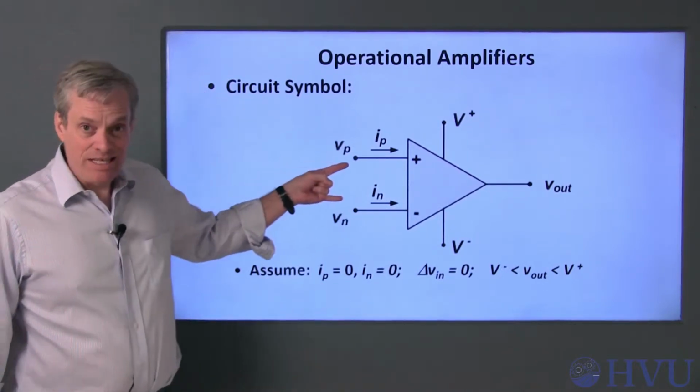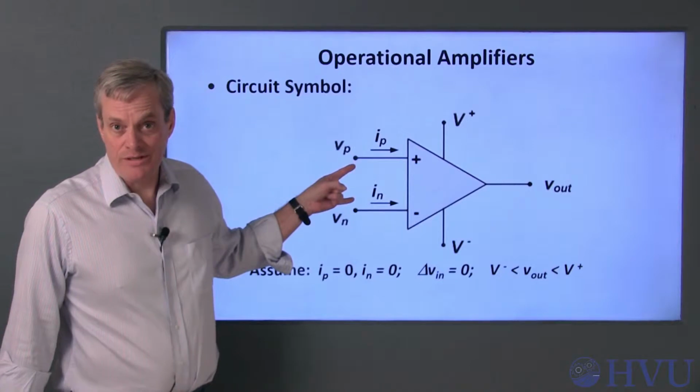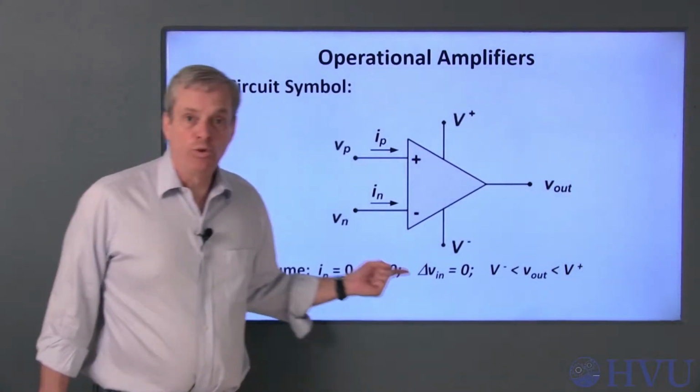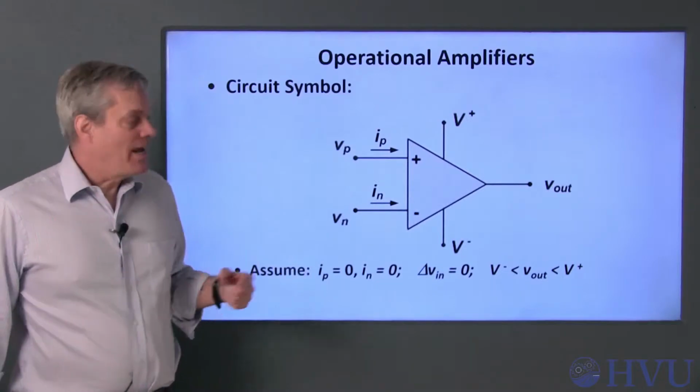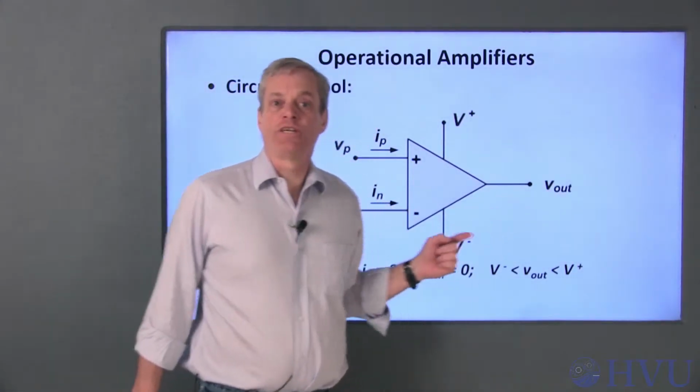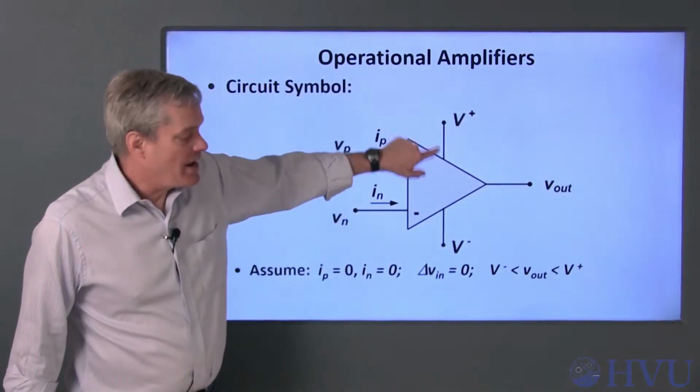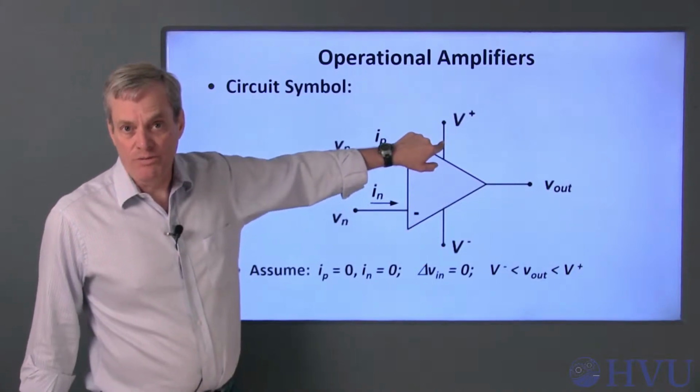First, the currents into the input terminals are both zero. Second, the voltage difference between the input terminals is zero. And finally, the output voltage is constrained to be within the range of these external voltage supplies.